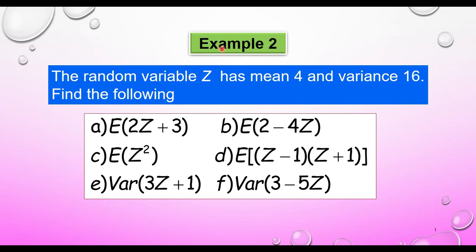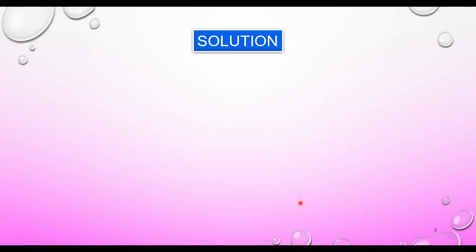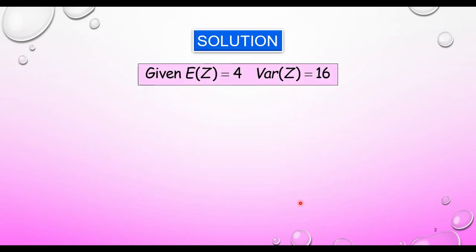Example 2. The random variable Z has mean 4 and variance 16. Find the following. A, expected value for 2Z plus 3. B, expected value for 2 minus 4Z. C, expected value for Z squared. D, expected value for Z minus 1 times Z plus 1. E, variance for 3Z plus 1. And F, variance for 3 minus 5Z. So this is the information given.